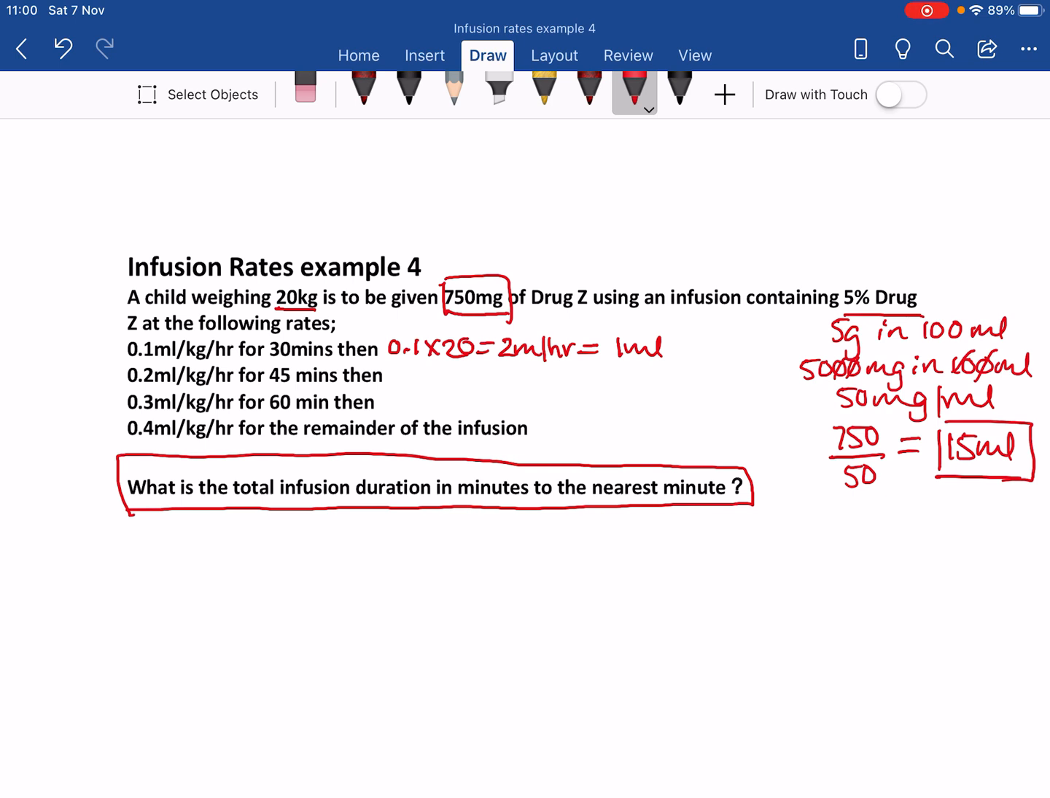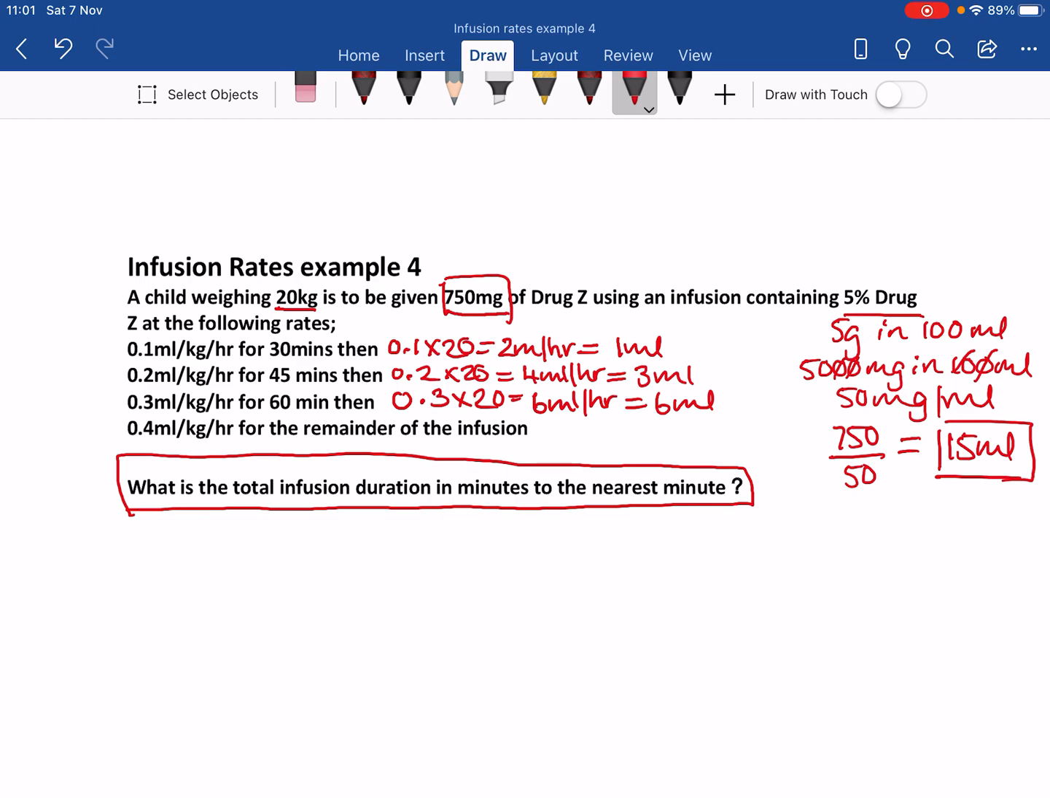The infusion rate then gets speeded up. So they're now being given 0.2 mils per kilogram per hour, which equates to 4 mils per hour. And they're being given it at that rate for 45 minutes, which means they'll be given 3 mils in that 45 minutes. The infusion rate then gets speeded up again to 0.3 mils per kilogram per hour, which equates to 6 mils per hour, and they're being given that for a whole hour, so that's 6 mils.